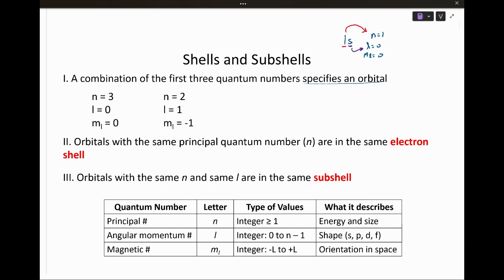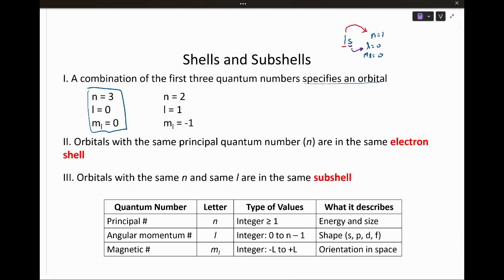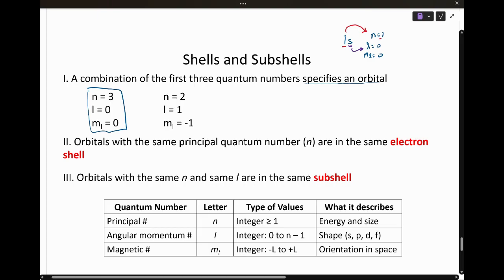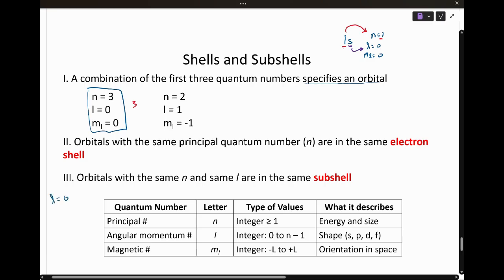If we look at this collection right here, n equals 3, L equals 0, M sub L equals 0, the first number, n, is just the number we write down. So for n equals 1, we write a 1 here. For n equals 3, we write a 3 here. L of 0, if we check our table, is the same as the shape S. So we can write this as 3s.